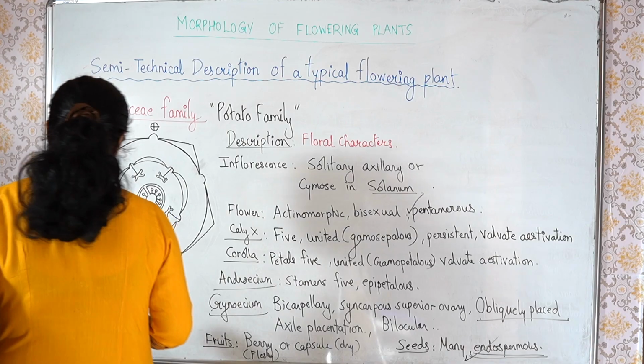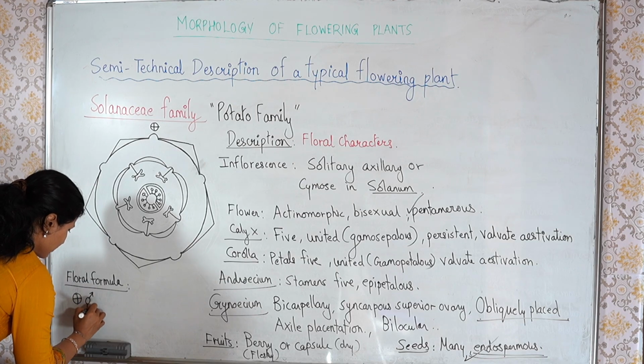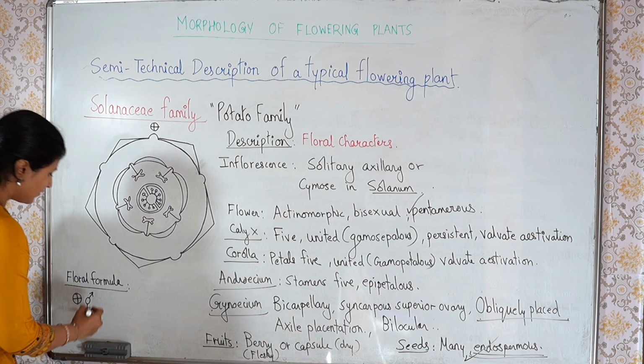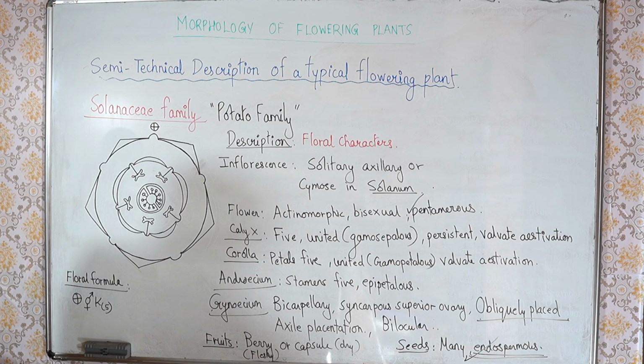Next we write about the floral formula. So it's an actinomorphic flower, so we write the symbol, circle with the plus sign. It's a bisexual flower, so we use this symbolism for bisexual flower. Then we write about the calyx: 5 fused, capital letter K with 5 in brackets.